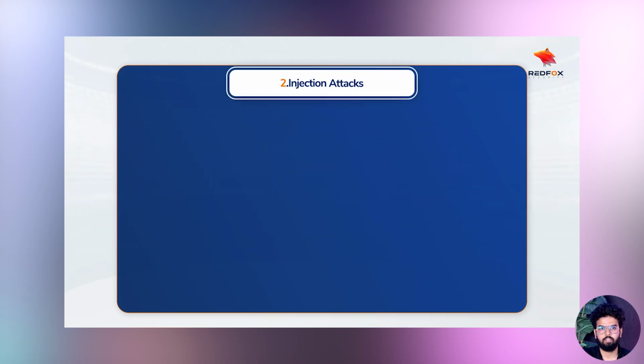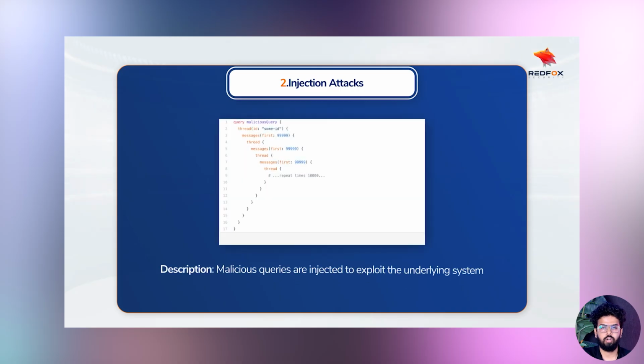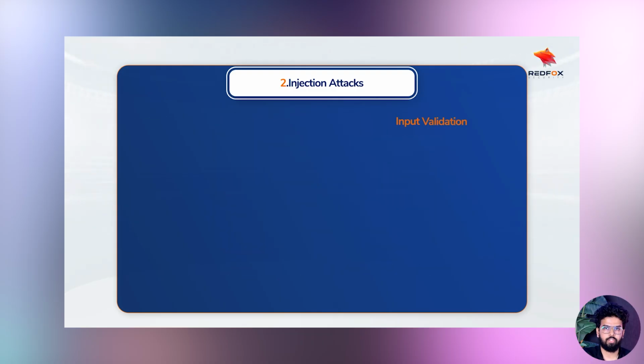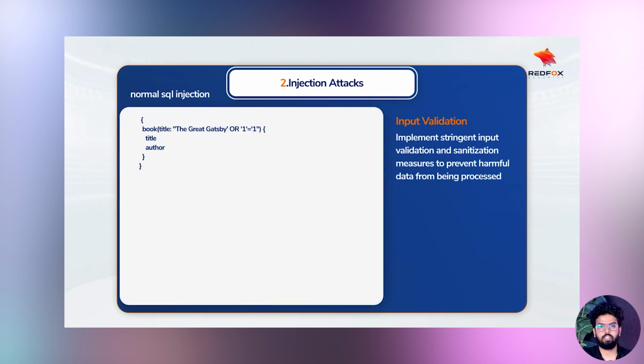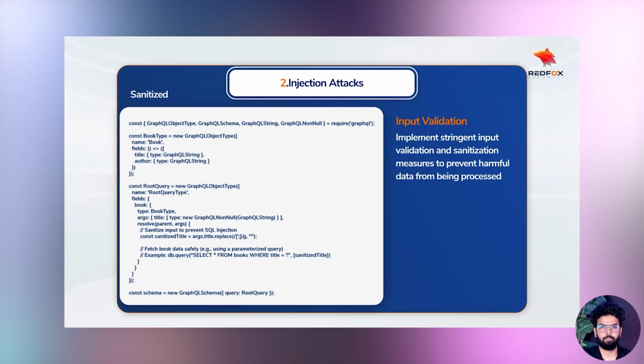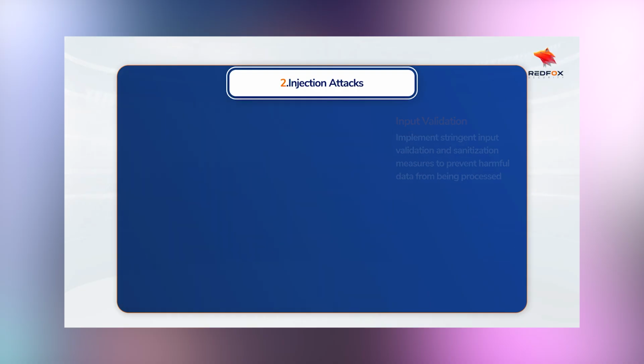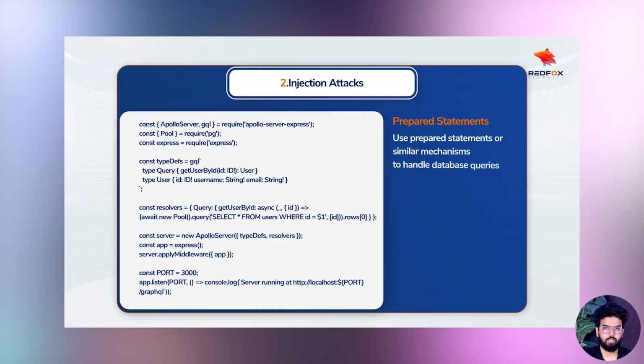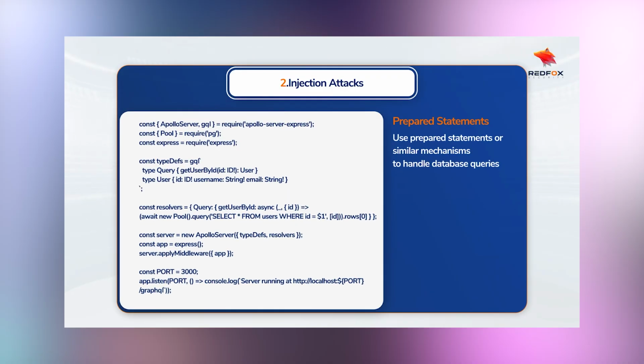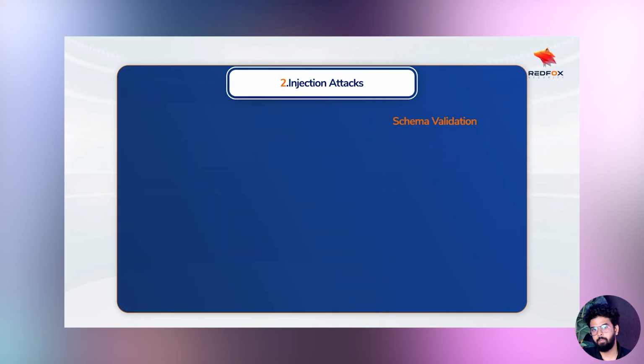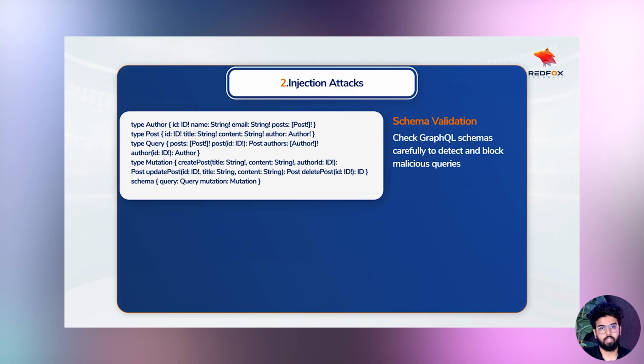Second is injection attacks. Now, malicious queries are injected to exploit the underlying system. Mitigation, input validation. Implement stringent input validation and sanitization measures to prevent harmful data from being processed. Prepared statements. Use prepared statements or similar mechanisms to handle database queries. Schema validation. Check GraphQL schemas carefully to detect and block malicious queries.